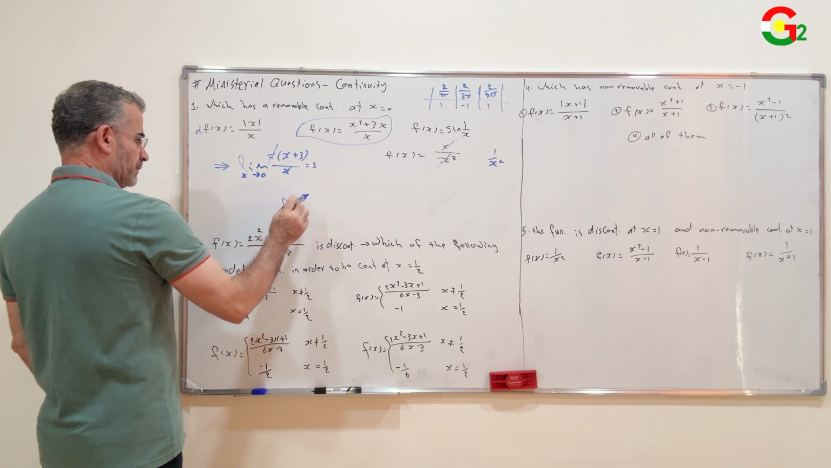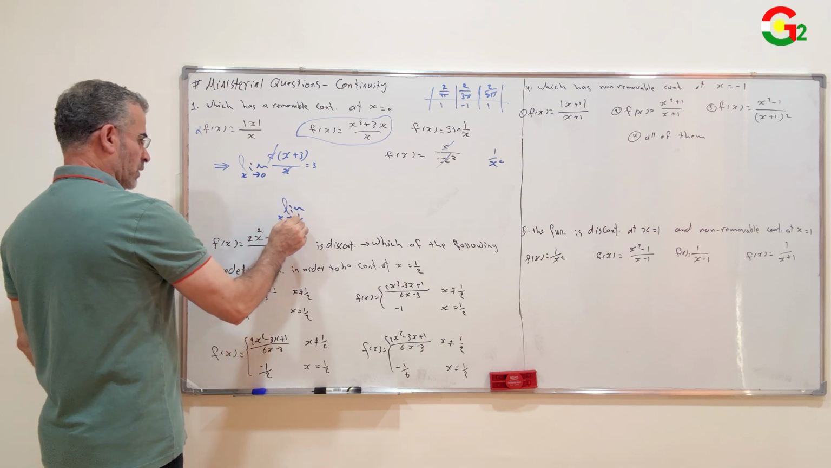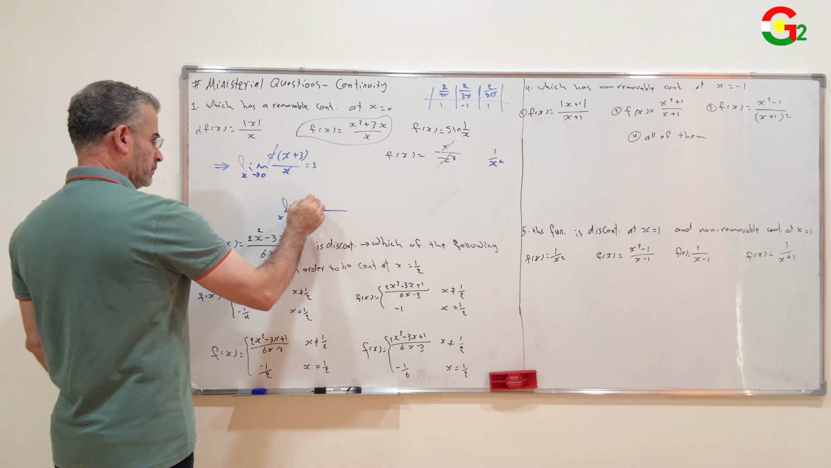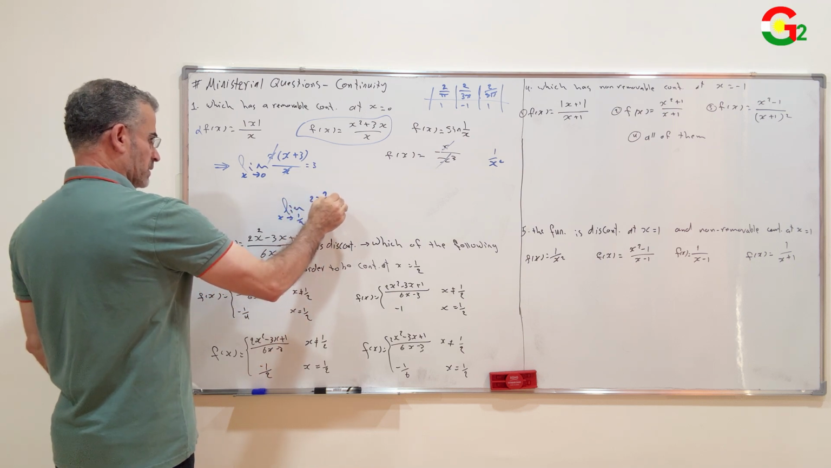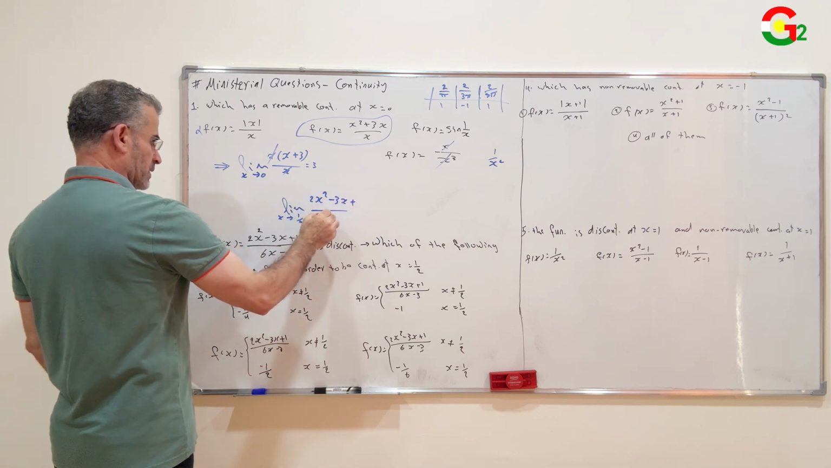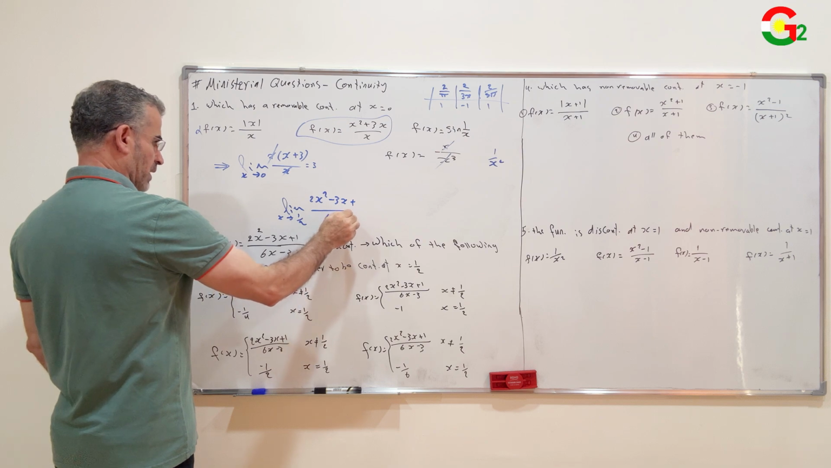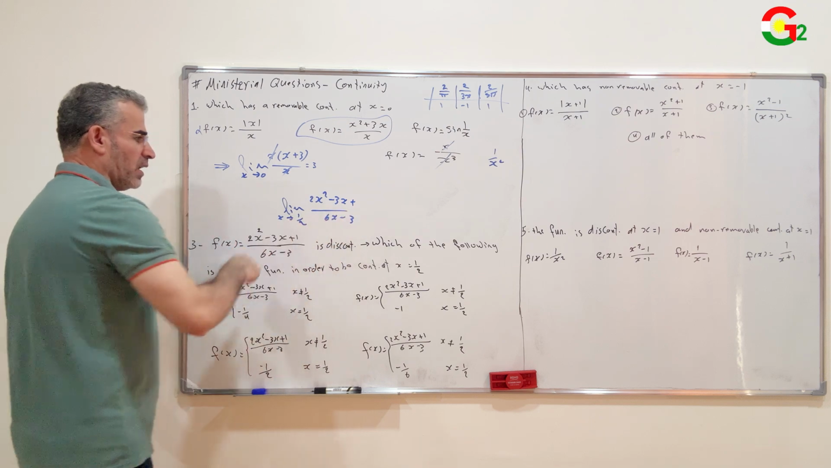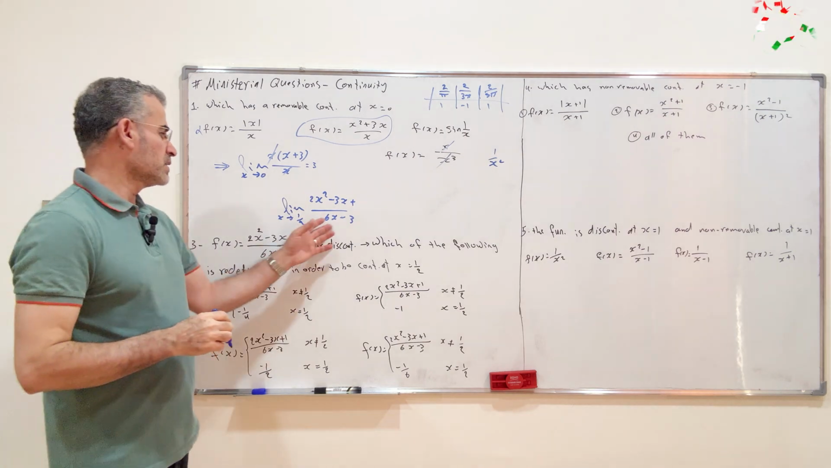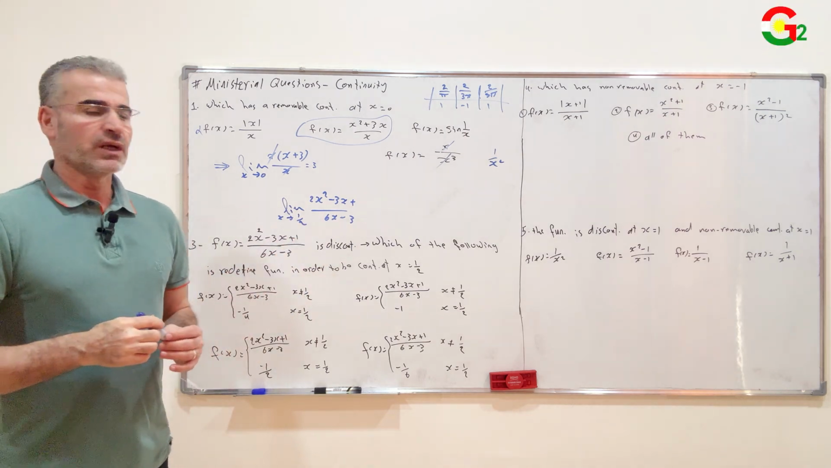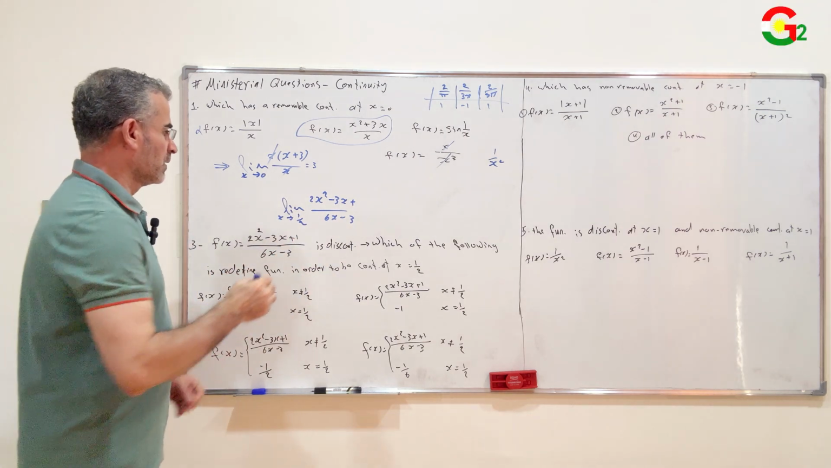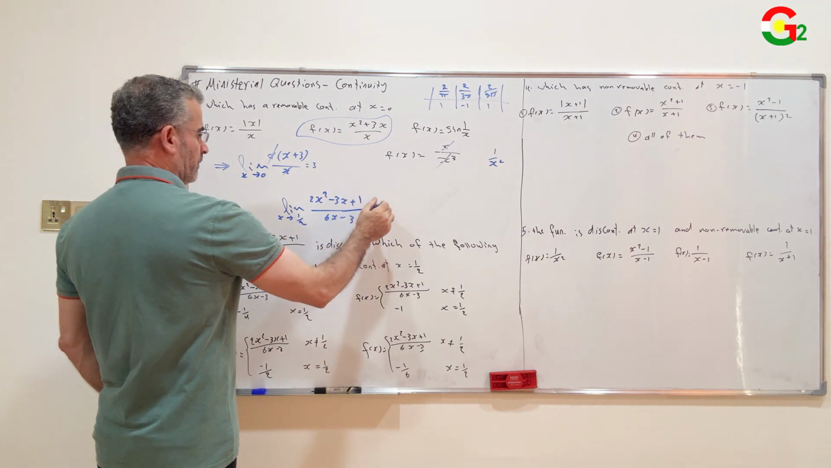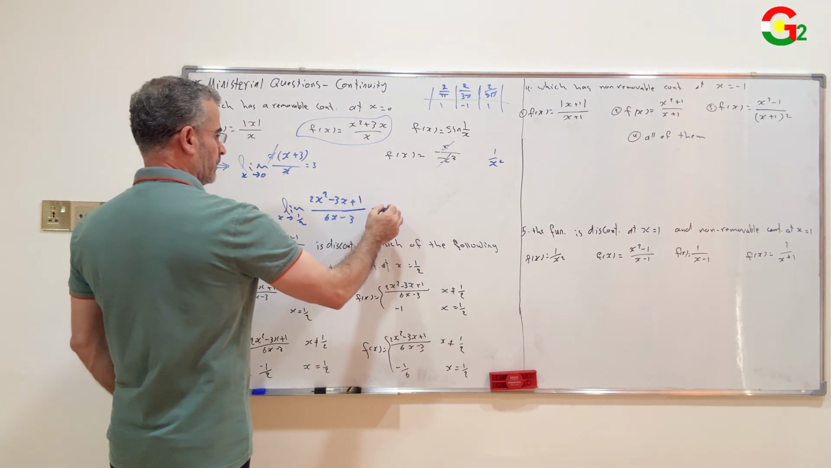Limit as x approaches 1/2 for this function, 2x squared minus 3x plus 1 over 6x minus 3. If we multiply 6 by 1/2, it is 3. 3 minus 3 is 0. It gives me an undefined term. Then I'll try to simplify this function.